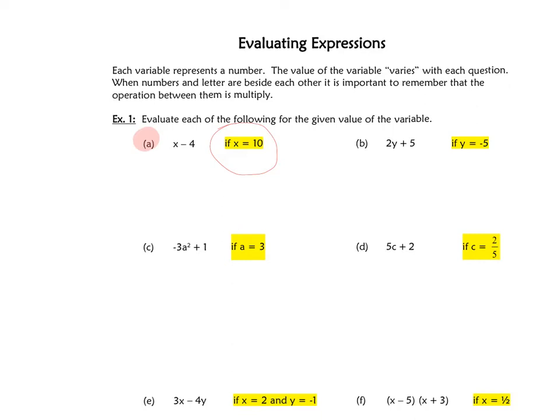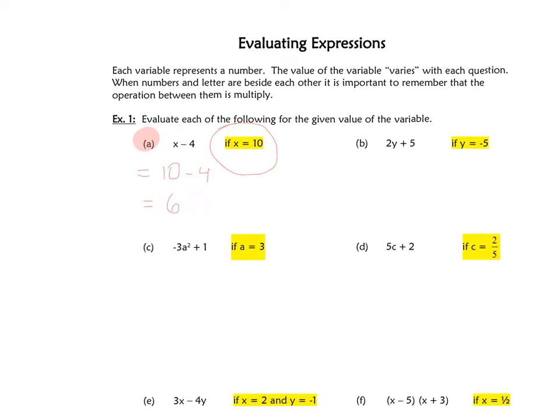So what I'm going to do is put an equal sign underneath, and where I see x, I'm going to replace it with a 10. So x minus 4 now becomes 10 minus 4. And for most of you, that's easy math. 10 minus 4 equals 6. That's all that we do for that one.